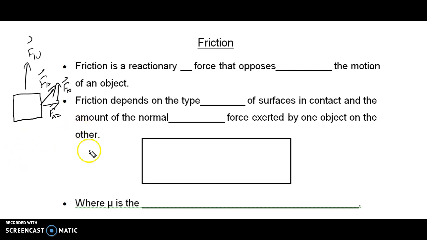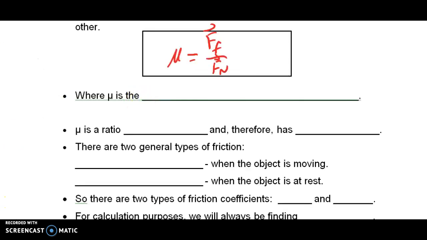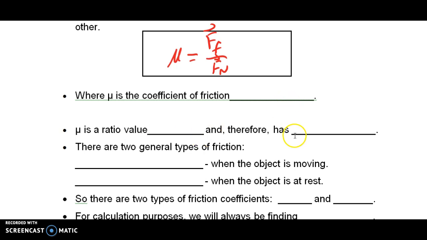Anyways, when we're looking at what our formula is, we have the symbol of mu. The formula for it is mu is equal to force friction divided by force normal. Now, mu is known as the coefficient of friction. Because we're dividing force friction by force normal, mu ends up becoming a ratio value. And because it's newtons divided by newtons, it therefore has no units.